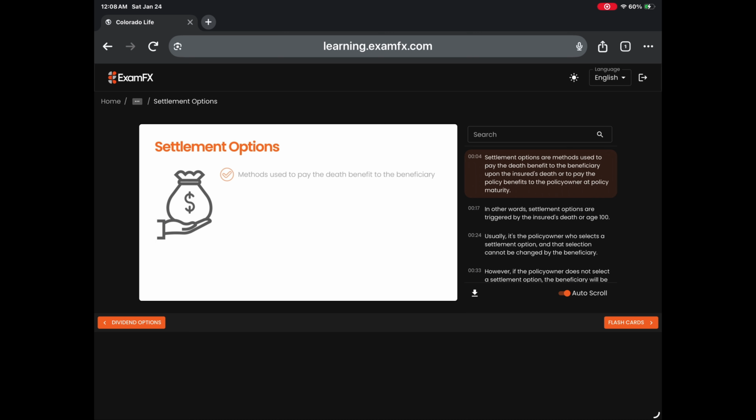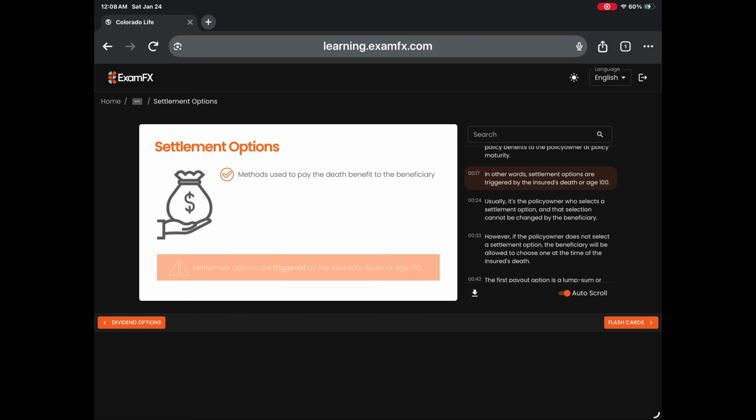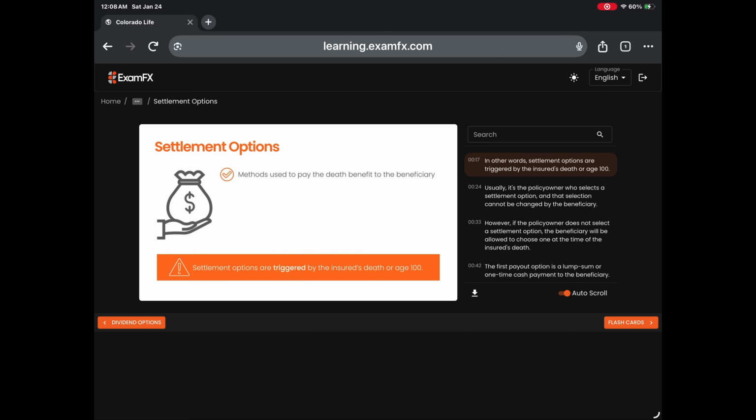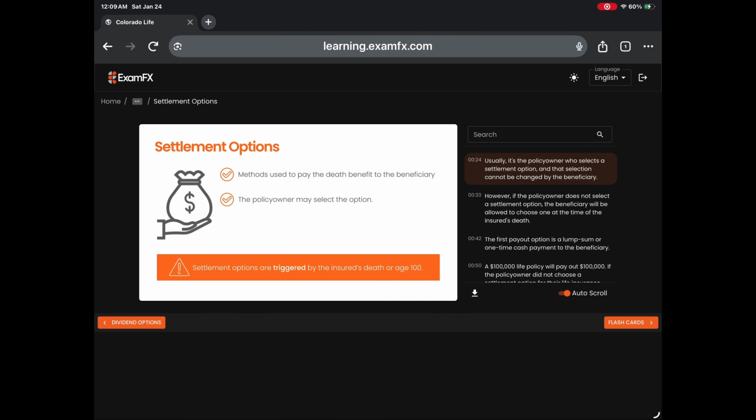Settlement options are methods used to pay the death benefit to the beneficiary upon the insured's death or to pay the policy benefits to the policy owner at policy maturity. In other words, settlement options are triggered by the insured's death or age 100. Usually, it's the policy owner who selects a settlement option, and that selection cannot be changed by the beneficiary.